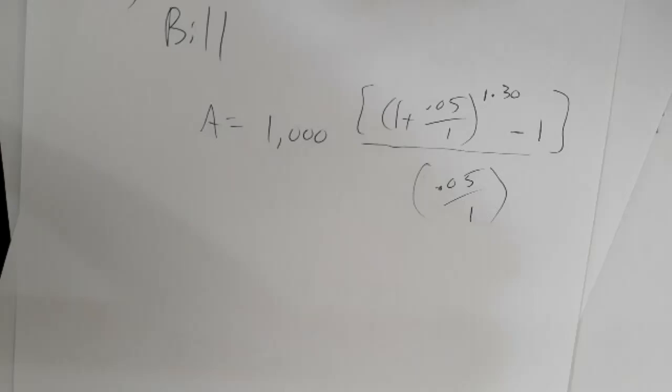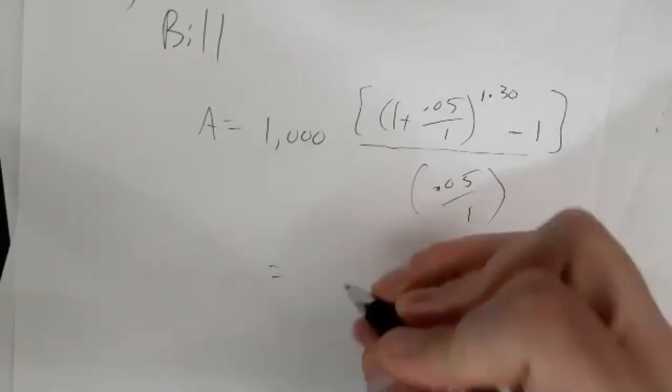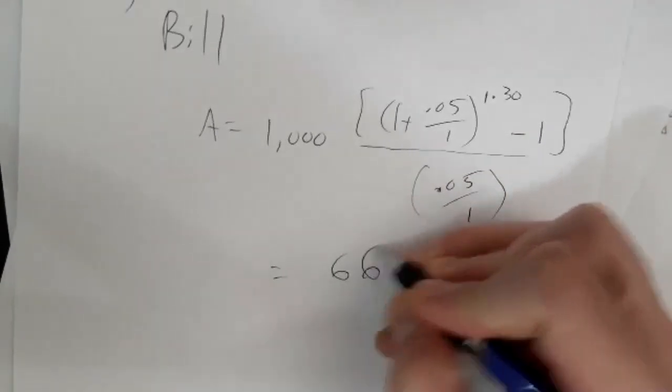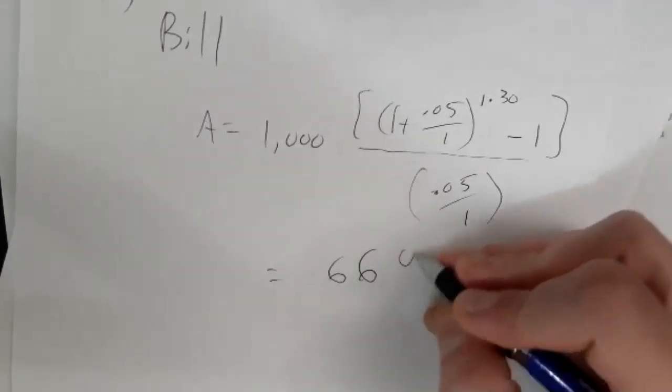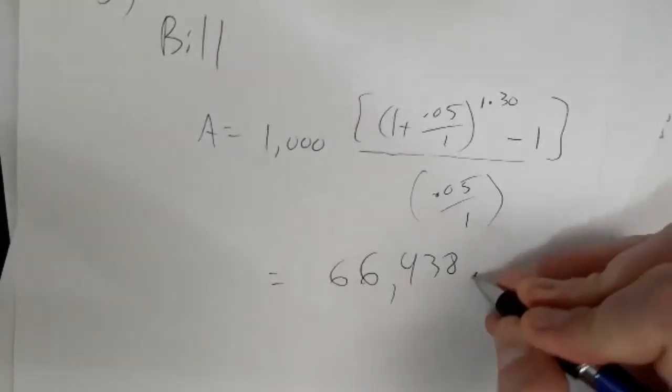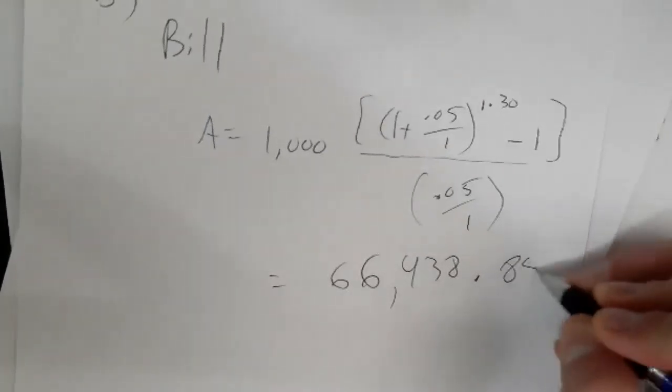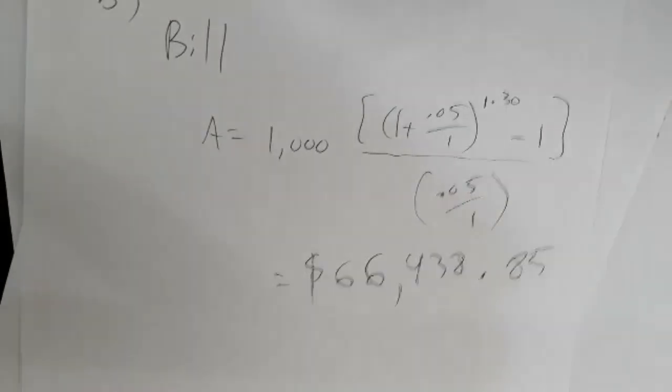If we do 1.05, it raises to 30, we subtract 1. We divide that by 0.05, and then we multiply that by 1,000. The amount I should be getting on this is 66,438. And I'm going to do 85 cents to round up.